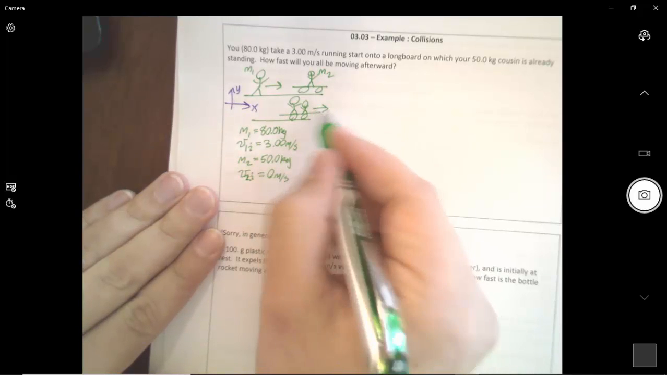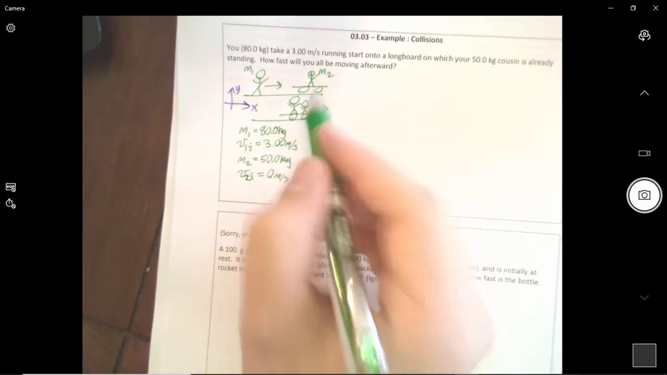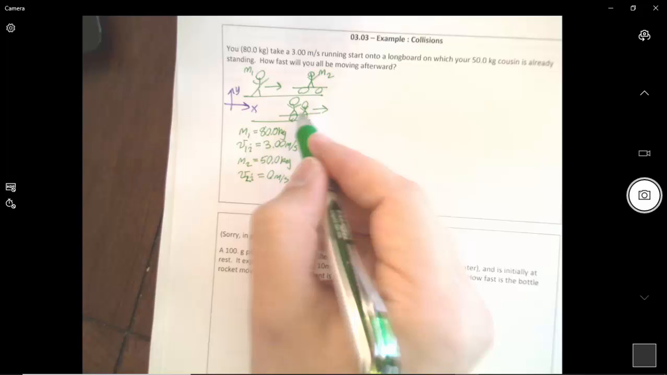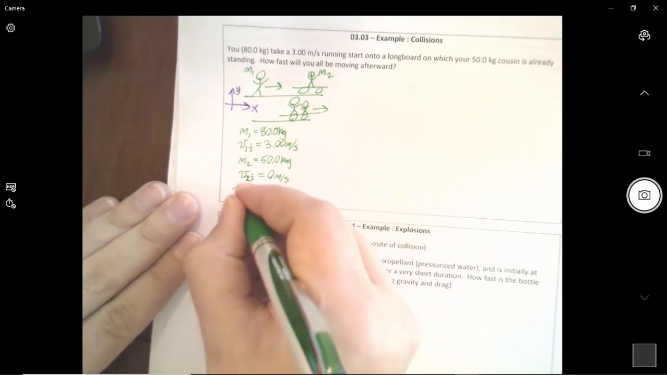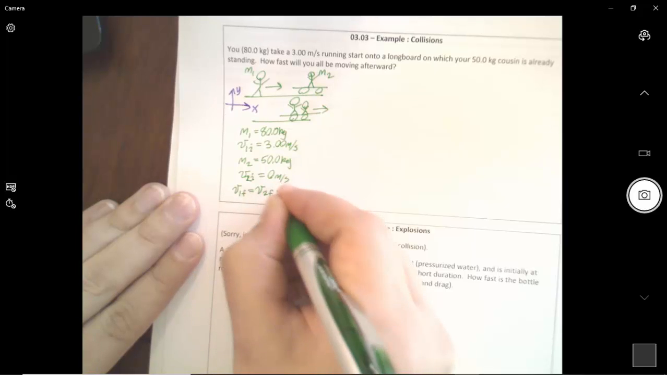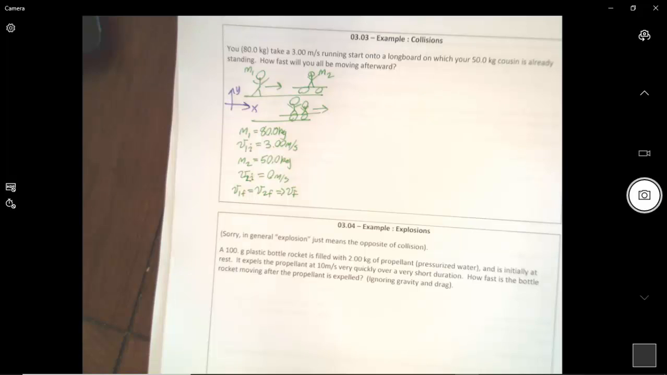And what we're trying to find is VF, right? Here's the thing. Whatever VF is, it's the same for both of you. So V1F is equal to V2F, and we could just call both of those plain old VF.